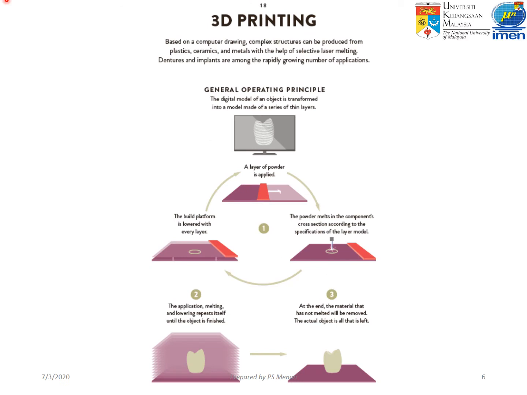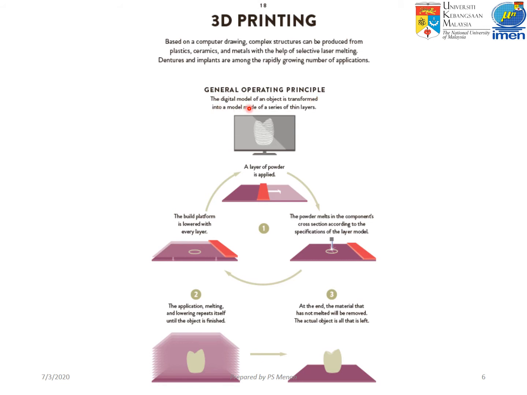3D printing. Based on a computer drawing, complex structures can be produced from plastics, ceramics, and metals with the help of selective laser melting. Dentures and implants are among the rapidly growing number of applications. So you have the general operating principle.